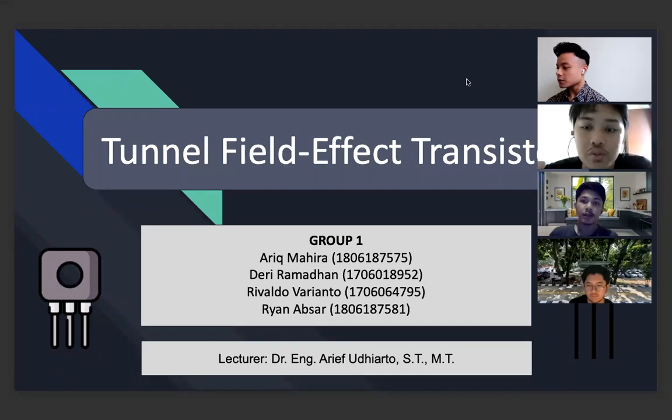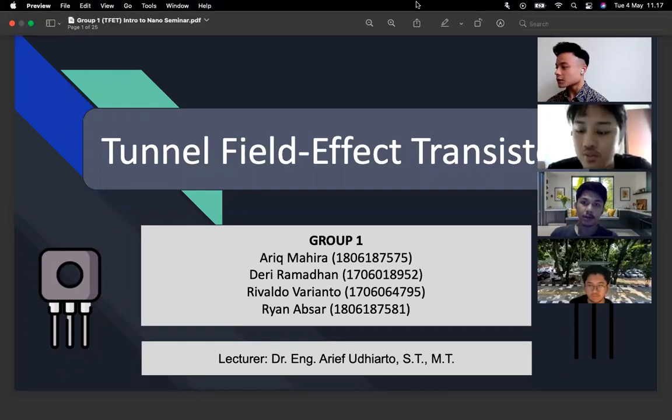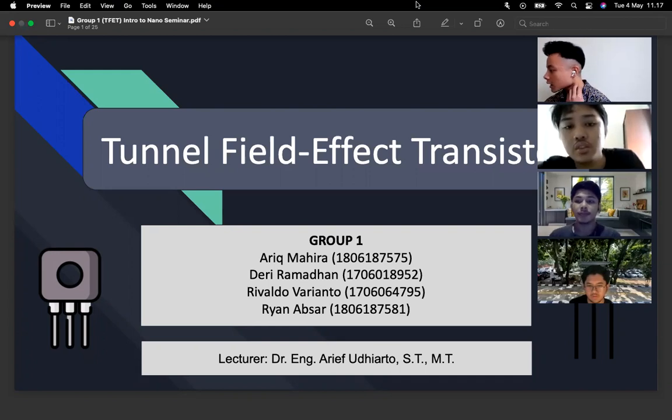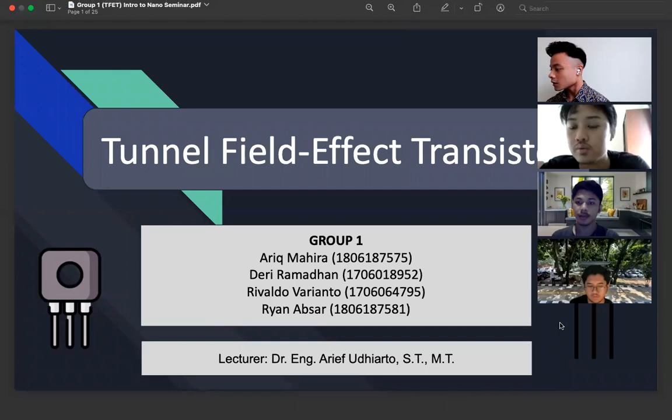For today's opportunity, we're from Group 1. We would like to explain about tunnel field effect transistor. My name is Rivaldo Varianto with an NPM of 1706064795, and these are my friends, Arik, Dery, and Rian.